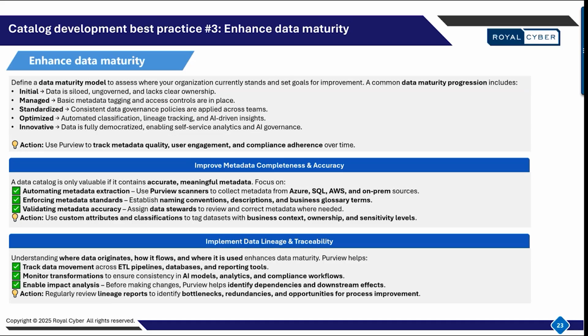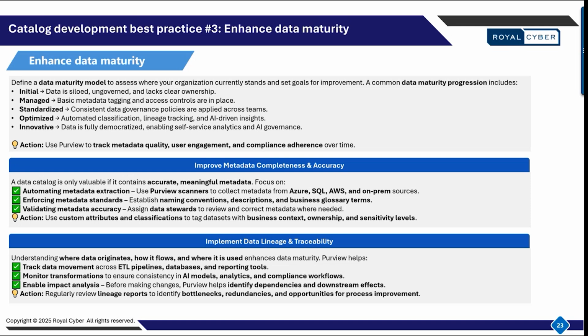Moving on, this is the third best practice, which is enhancing data maturity. It's a journey. An organization must assess where they stand and define clear goals for improvement. Many businesses start at the initial stage where data is siloed, ungoverned, and lacks clear ownership. As they progress to the managed stage, they implement basic metadata tagging and access controls. The next step is standardization, where consistent governance policies ensure that data is managed effectively across teams. At the optimized stage, businesses introduce automated classification, lineage tracking, and AI-driven insights. And the final stage is the innovative stage. It enables full data democratization with self-service analytics and AI governance.